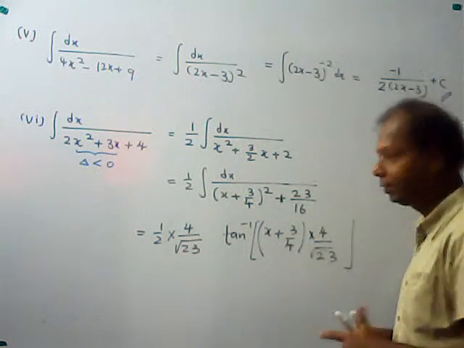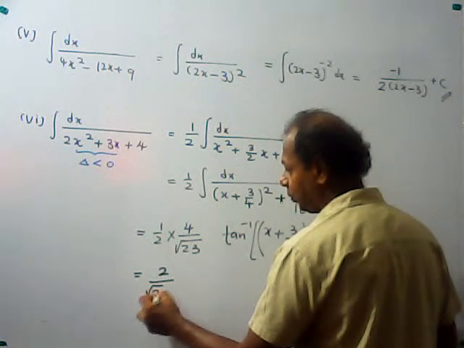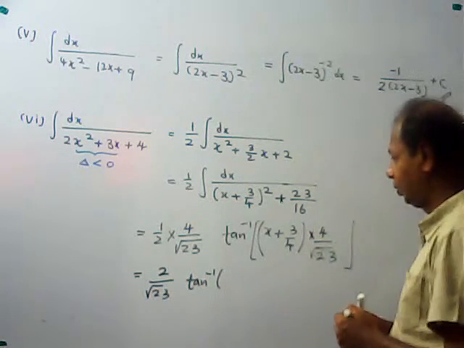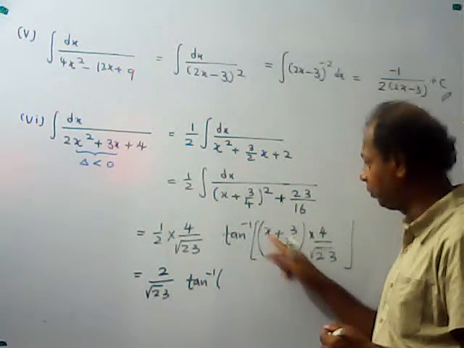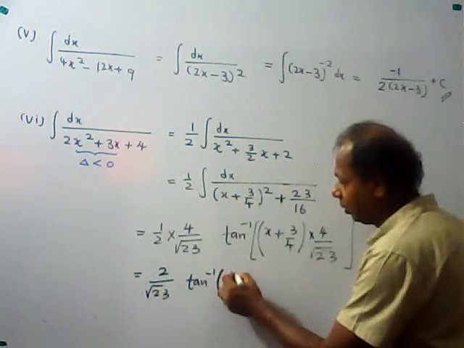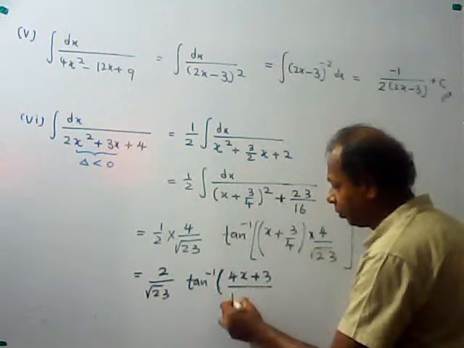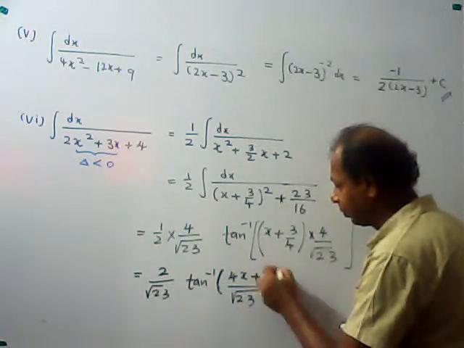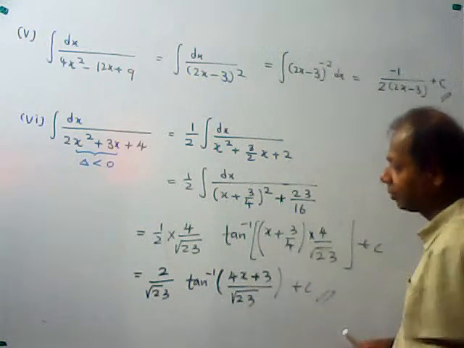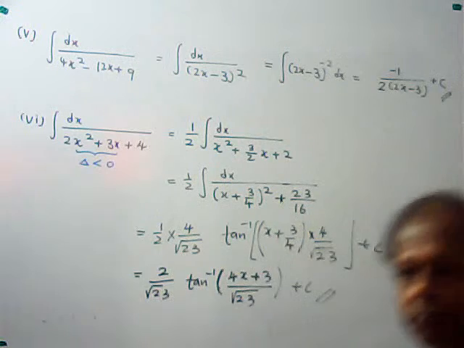So we can simplify it a bit. Here 2 cancels, 2 over root of 23, tan inverse. You can take the common denominator here, that will be 4x plus 3. Then 4 will get cancelled. So you get only 4x plus 3 divided by square root of 23. Finally, plus c. Here also we have to write plus c. This is the answer. You can check the answer for the last part also.